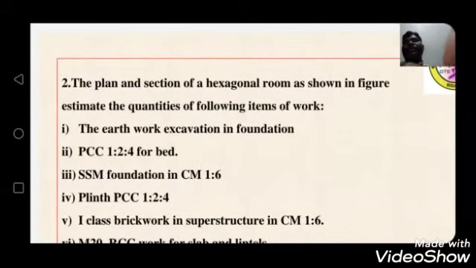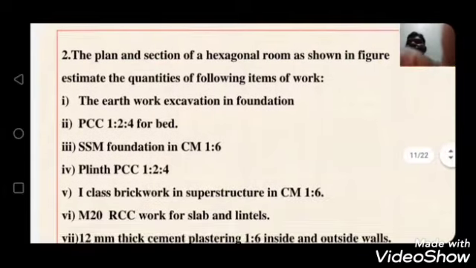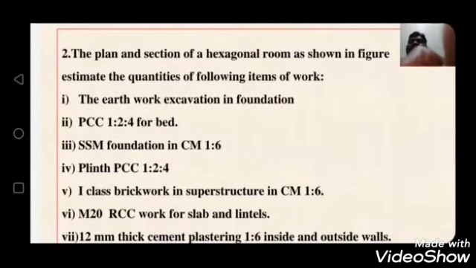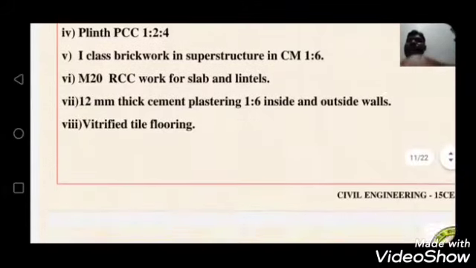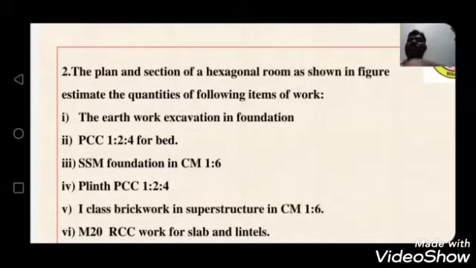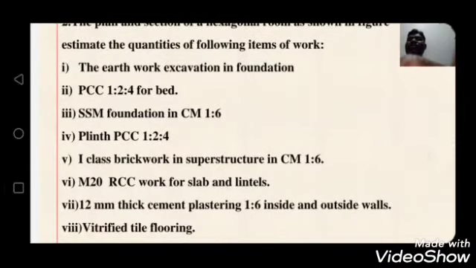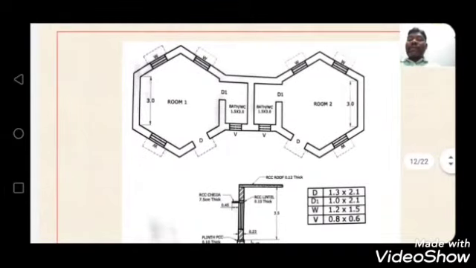Second problem: the plan and section of a hexagonal room are as shown in the figure. Estimate the quantity of the following items of work. The first item is earthwork excavation in foundation, PCC, SSM foundation, plinth concrete 1:1, first class brickwork in superstructure in CM 1:6, M20 RCC work for slab and lintels, 12 mm thick cement plastering 1:6 inside and outside walls, vitrified tiles flooring. This is the hexagonal plan.